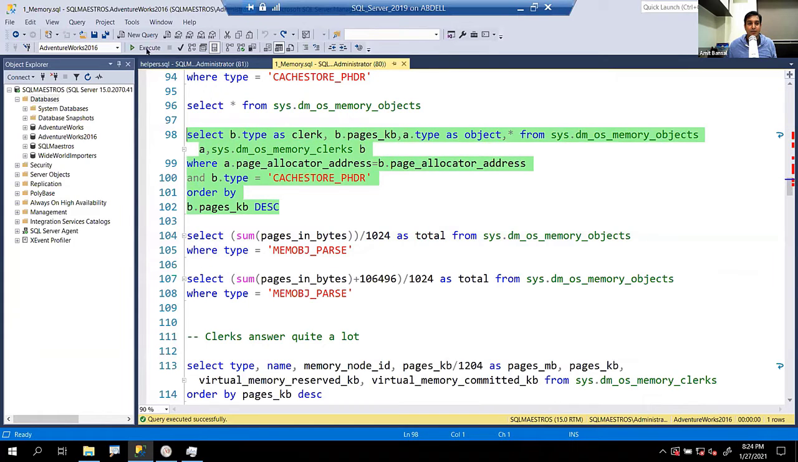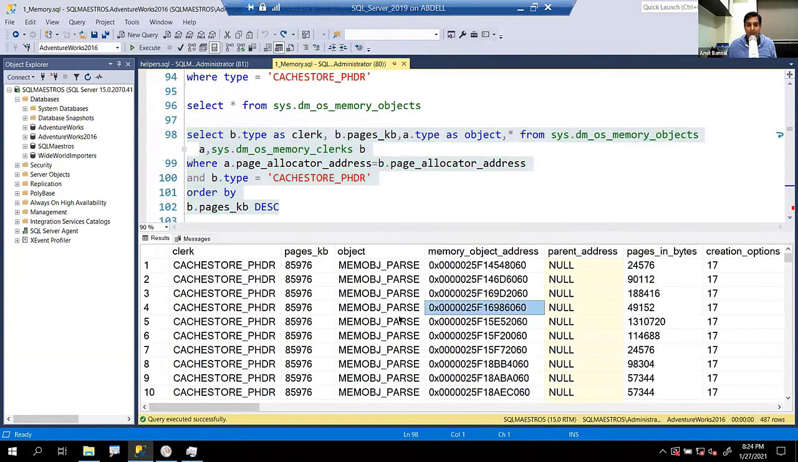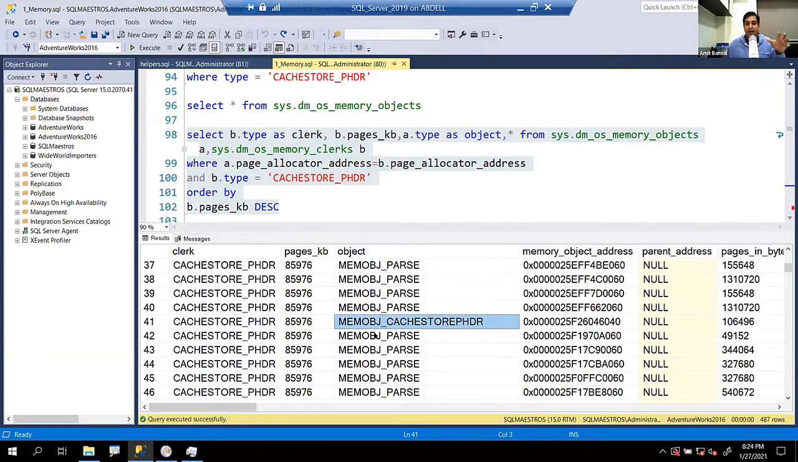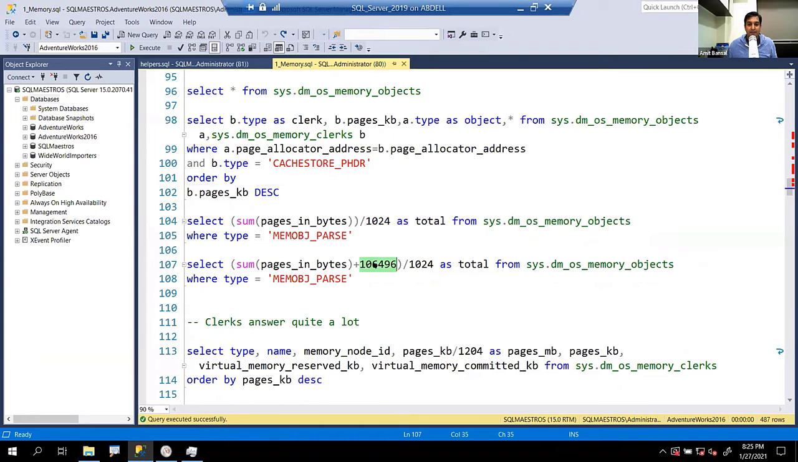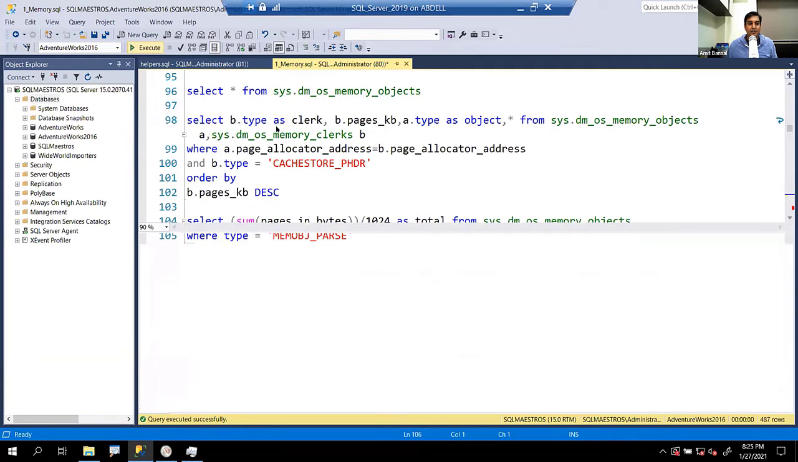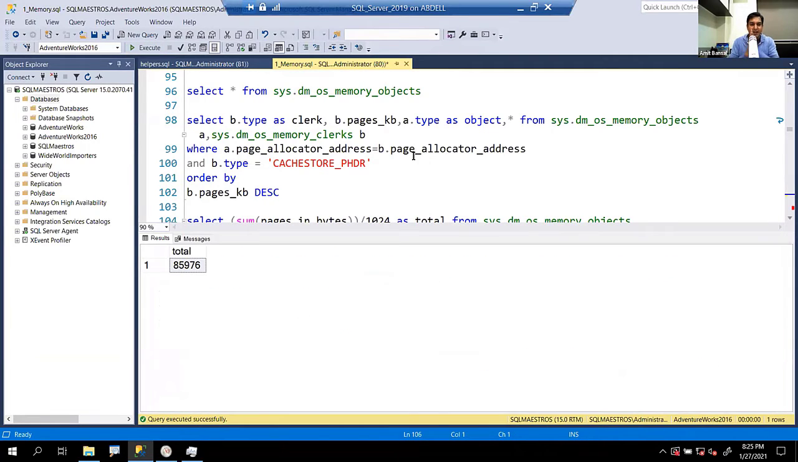So let's just run this once more and look for the root object. There you go. This is our root object, as you can see, and then the rest of the memobj parse objects. So what I can do is take the pages in bytes of this one here, add it up, and sum up all the pages in bytes, including this additional one, and execute. And can I see 85976?